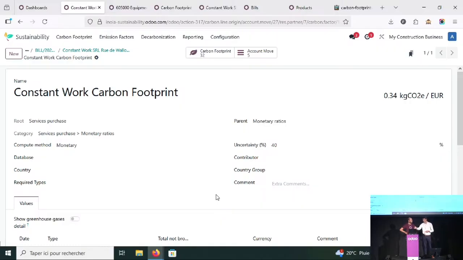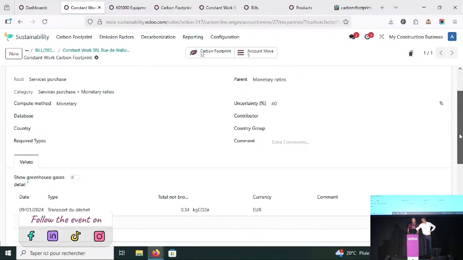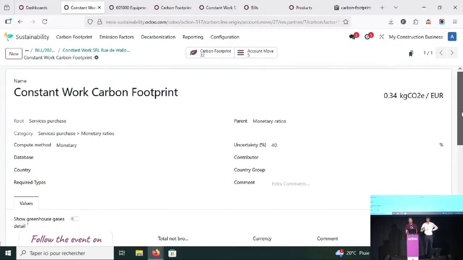And so we can put this value, and you can see here for Constant it's 0.35 kilos of CO2 per euro that you spend, because you contribute to their revenue, and this means that you contribute to their emissions too. Okay, and here I can introduce a lower uncertainty. With monetary ratios, we are around 80. Based on those data, I can reduce it to 40. So the improvement is significant already.